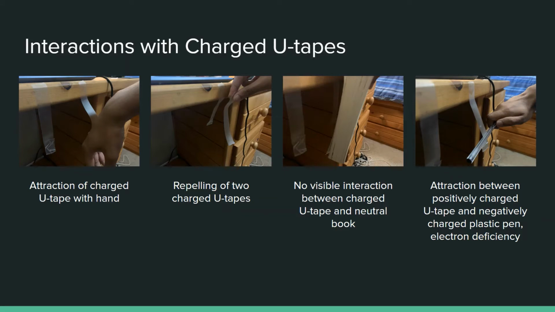And then further on, in the third picture, we can see that there was no visible interaction between a charged tape and a neutral book. Then by negatively charging a plastic pen and drawing it towards the charged tape, we could see that the tape was attracted to it, which meant that the tape was positively charged, and this resulted in an electron deficiency.